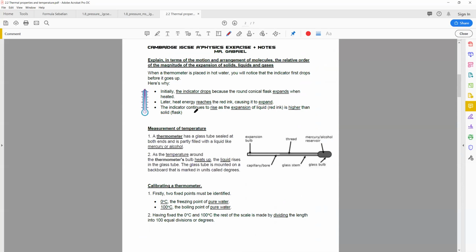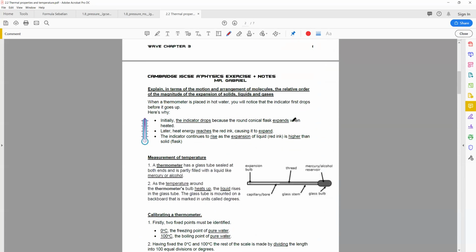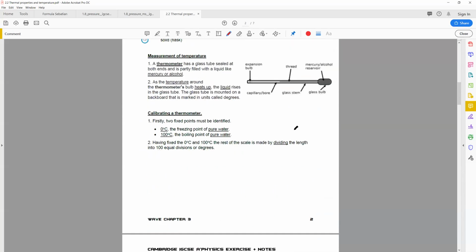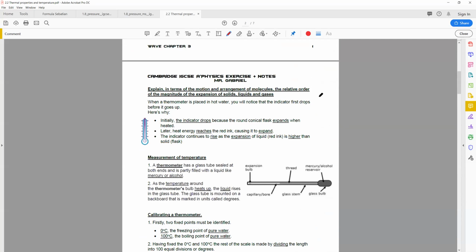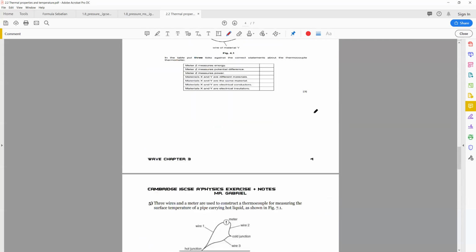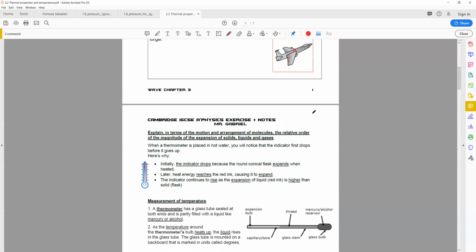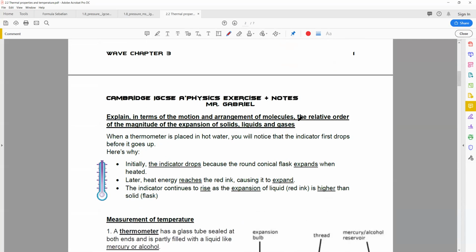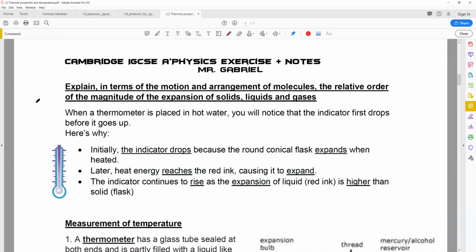Okay. Looking at the time, probably we won't be able to finish everything. Let me just try to explain everything from here first. Let's look at this next part. It says to explain in terms of motion and arrangement of molecules the relative order of the magnitude of expansion of solid, liquid, and gas. Basically, you are supposed to know how solid, liquid, and gas expand with reference to one another.